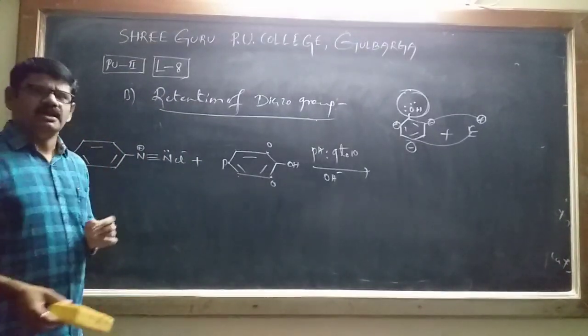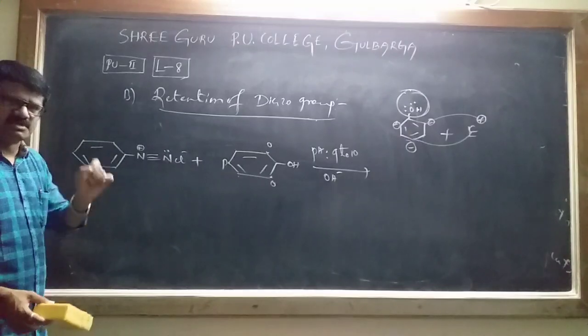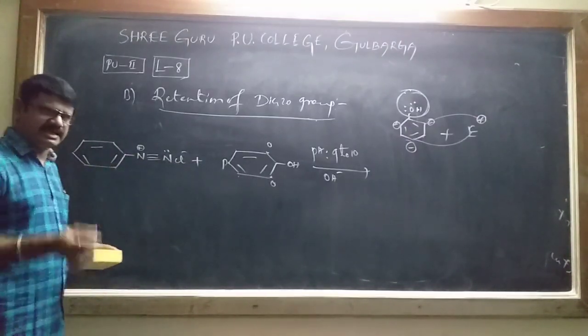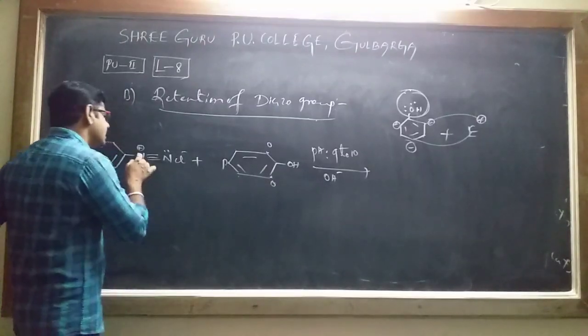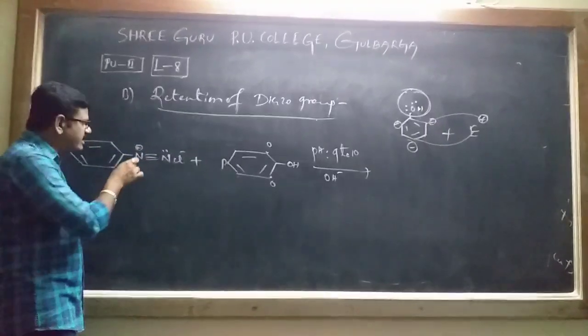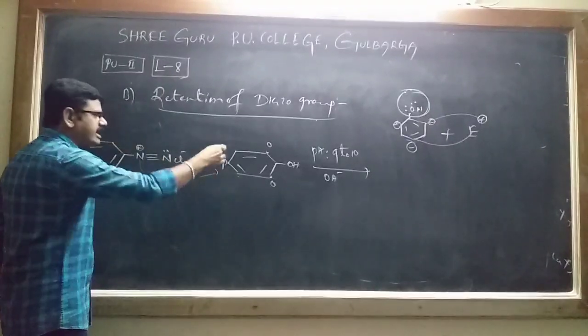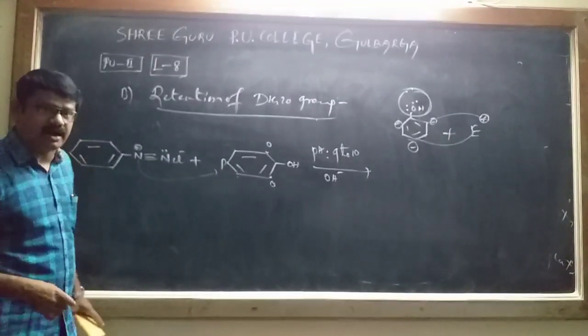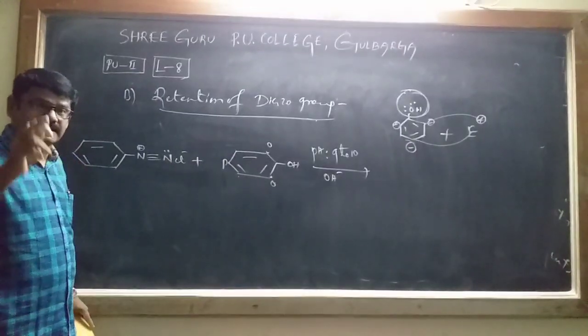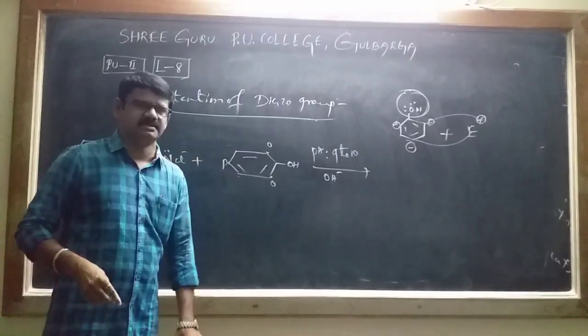Right, very simple. Try to understand how the electrophile is generated. Generally, what we will think is that this nitrogen has a positive charge, so this nitrogen is the electrophile going and attacking. That is absolutely wrong. That nitrogen is not the electrophile in coupling reactions.